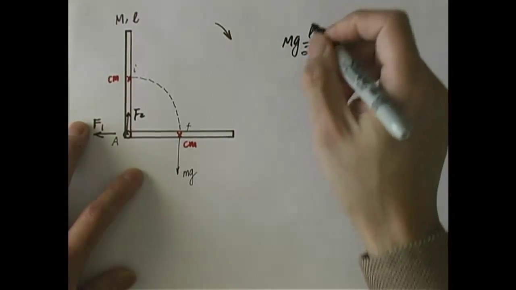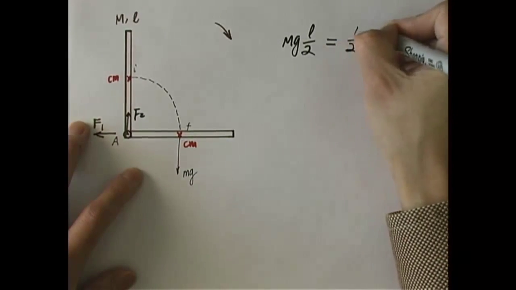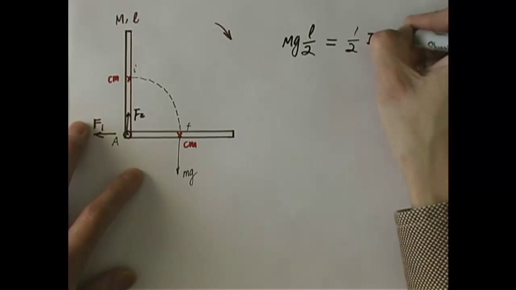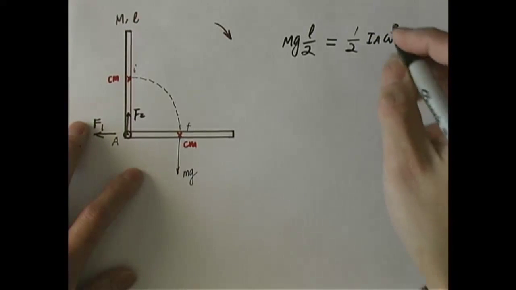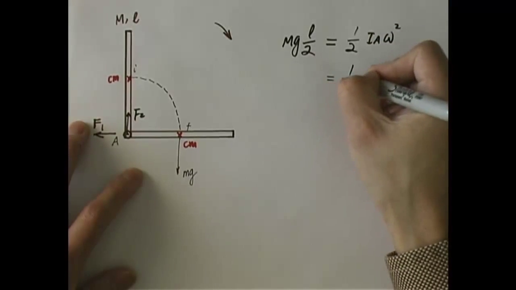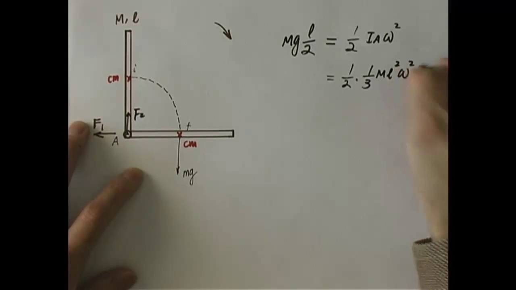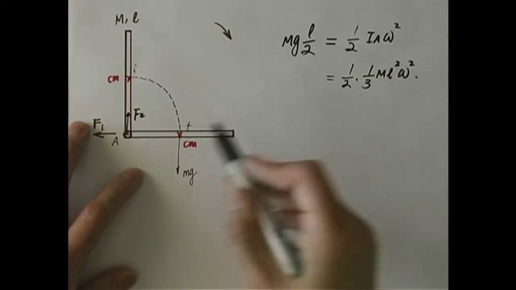This all becomes the kinetic energy of rotation about point A. So we have 1/2 Ia omega squared, 1/2 I omega squared. I know what Ia is: that's 1/3 ml squared, and then omega squared. From that, you can find omega at this point.